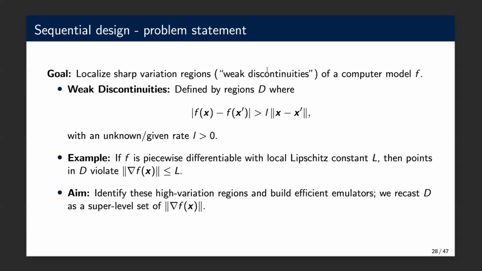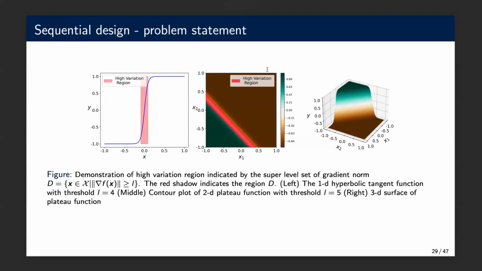From this definition, our target right now is to identify these high variation regions and build efficient emulators. So we recast the region D as a super level set of the norm of the gradient. This is an example. The left figure shows the 1D case, where the right region shows the weakly discontinuous region D. The middle one and the right one are the 2D case, and the right one is a 3D contour of the middle one.